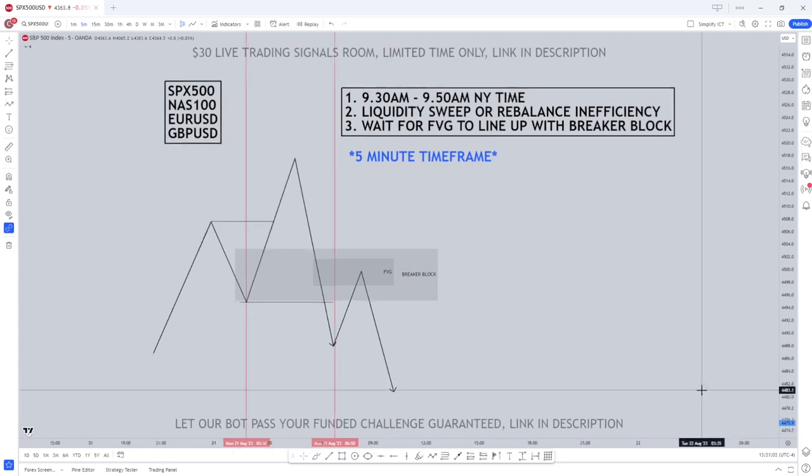What concepts are we going to be using mainly? We're going to be using the breaker block and the fair value gap. I've already done a video on the fair value gap, so if you haven't already, go and watch that. The link to that will be in the description. I'm also going to do a video strictly on the breaker block by itself, but if you don't know what a breaker block is, I'm going to break it down in a second.